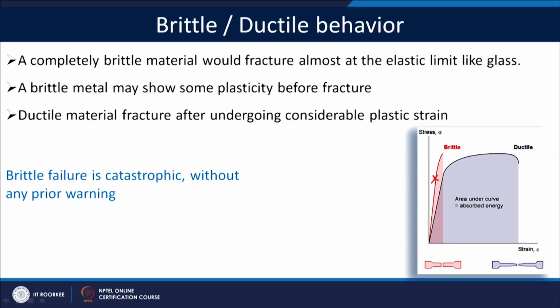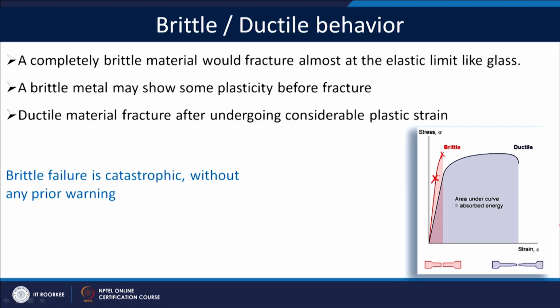In metals, again we call some metals brittle metals, but in metals you slightly see some plasticity before fracture. So in metals it is not going to fail in the elastic limit itself. Some plastic deformation you will see and then it will fracture. So that is in case of some brittle metals. Glass of course is a different class of material, in that case you will see the fracture in the elastic limit itself. Ductile material fractures after undergoing considerable plastic strain, and this is what a ductile material is. So considerable plastic deformation will be there. So area under the curve will obviously be more for the ductile material, absorbed energy will be more. So you can also say that toughness of the ductile material will be more.